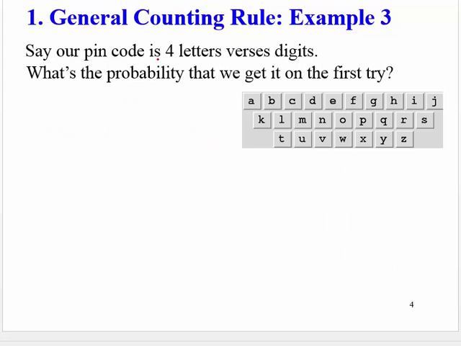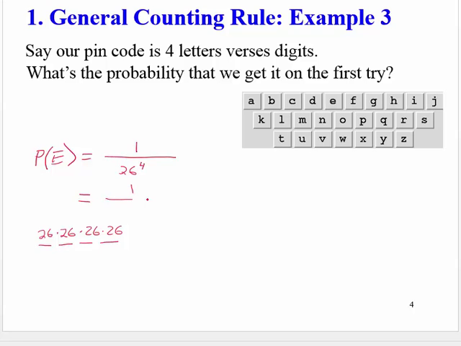Okay, but say our PIN is 4 letters versus digits. Now what's the probability? Well, similarly, the probability of our event is equal to the number of ways the event can happen, which is 1 on top, and how many ways on the bottom? Well, again, there are four places, but now each one has 26 ways of doing it. So it's 26 to the 4th.